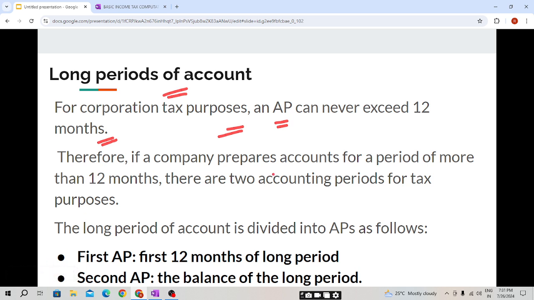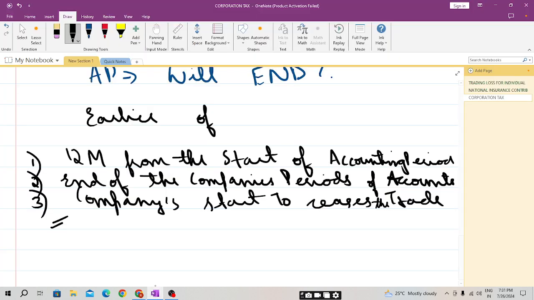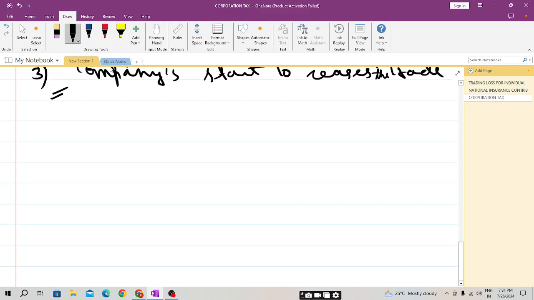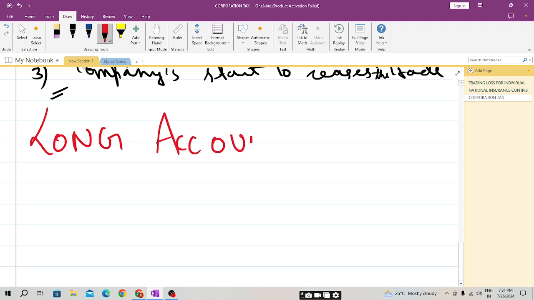Therefore, if a company prepares accounts for a period of more than 12 months, there are two accounting periods for tax purposes. So students, if the period of accounts is prepared for more than 12 months, but we are paying the tax on the accounting period, the period of accounts will be split into two accounting periods. The first is the first 12 months of the long period. The second accounting period will be the balance of the long period. So students, we will be taking an example here. Now coming to the case of long accounting periods.